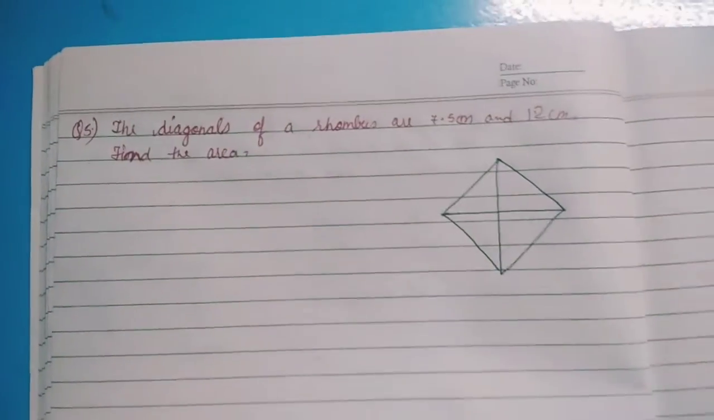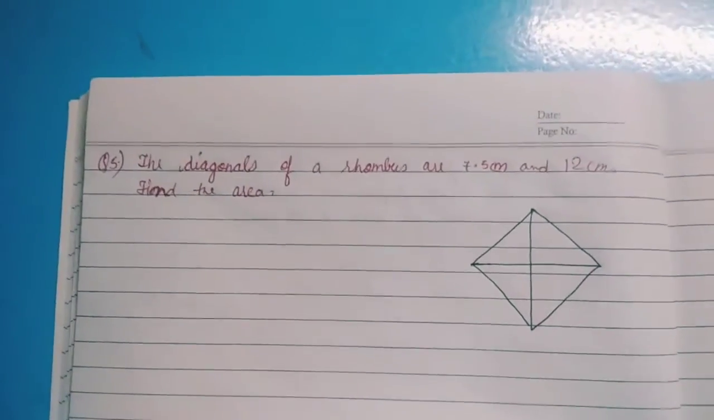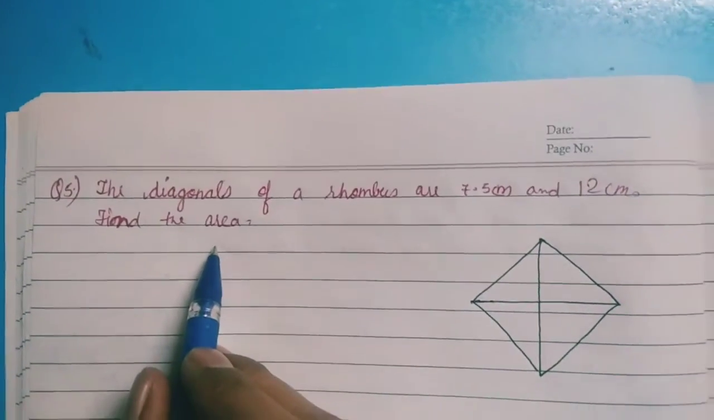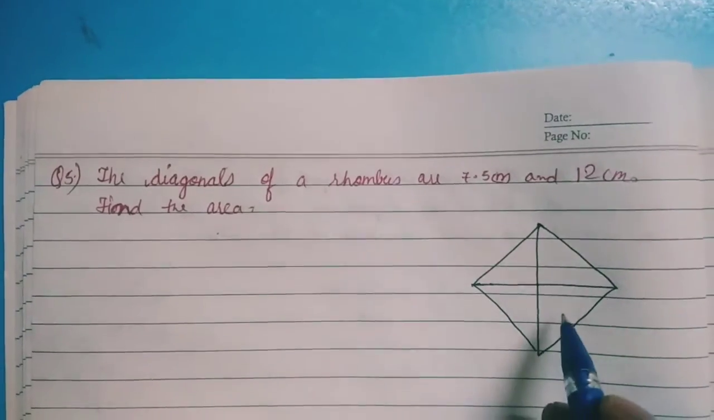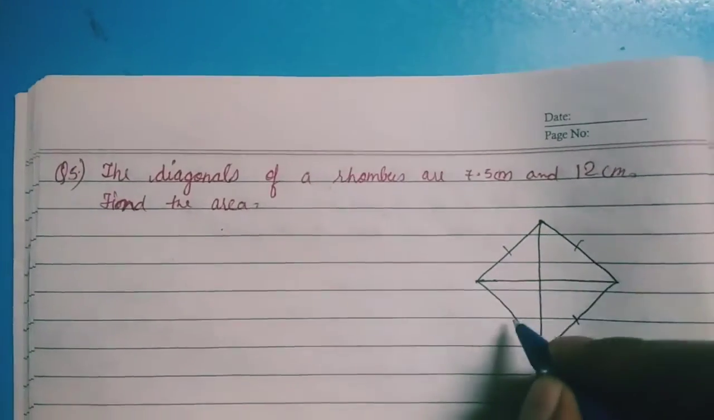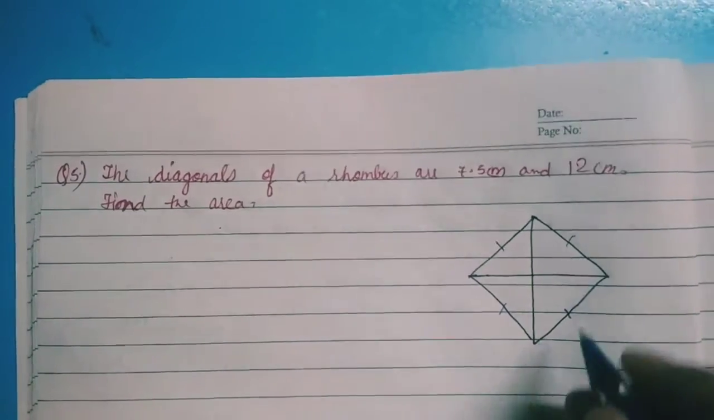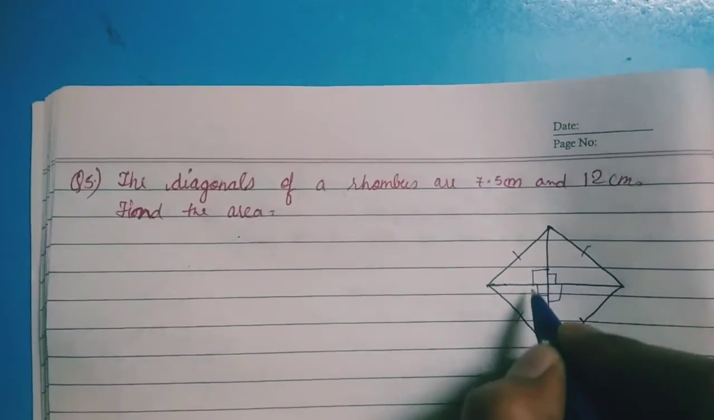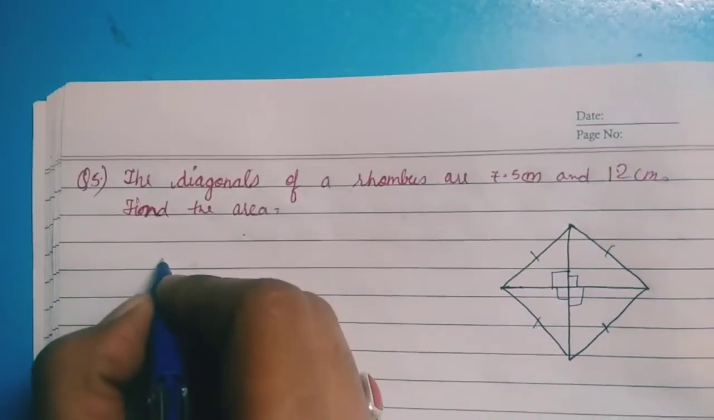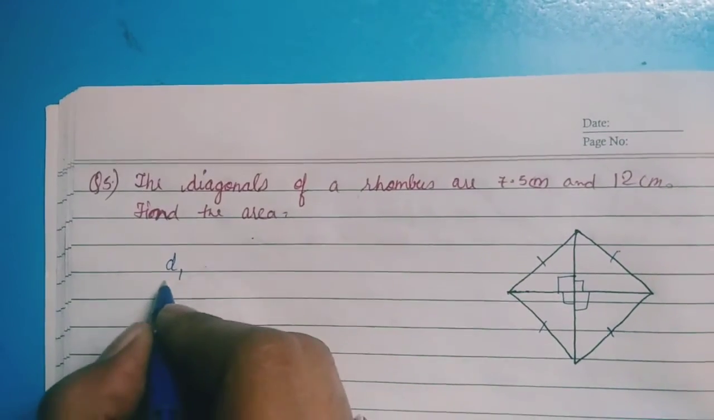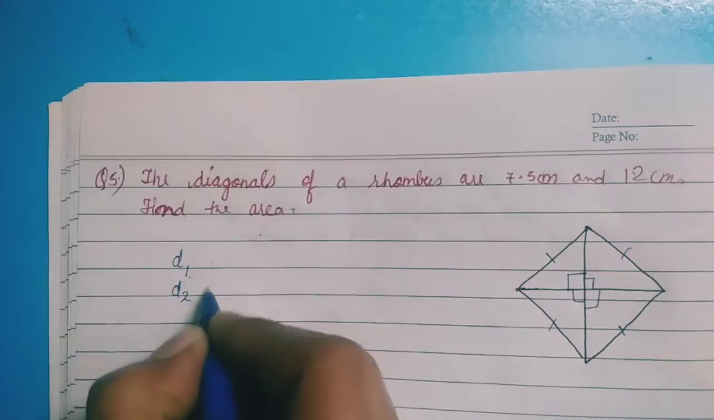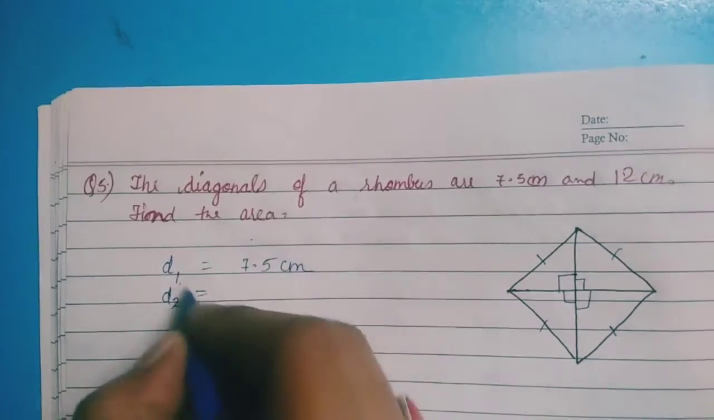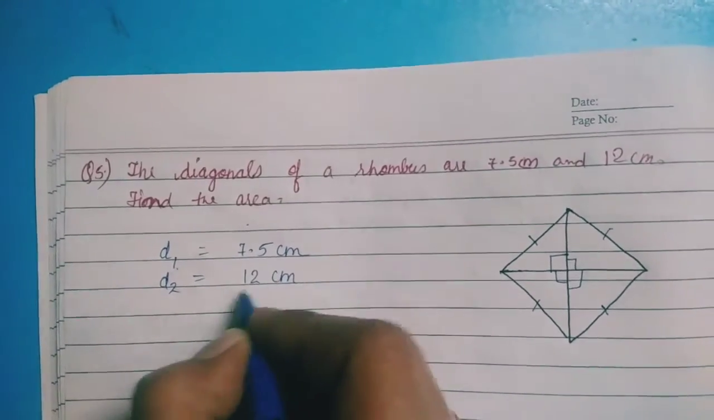Question number 5 is: the diagonals of a rhombus are 7.5 centimeter and 12 centimeter. Find the area. So here we have the shape of a rhombus whose all sides are equal and it has two diagonals which intersect at 90 degrees, which are perpendicular to each other. So two diagonals, it means the first diagonal will be D1 and the second one D2. So 7.5 centimeter is D1 and 12 centimeter is D2.